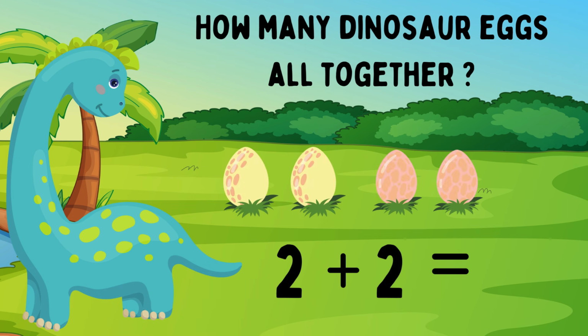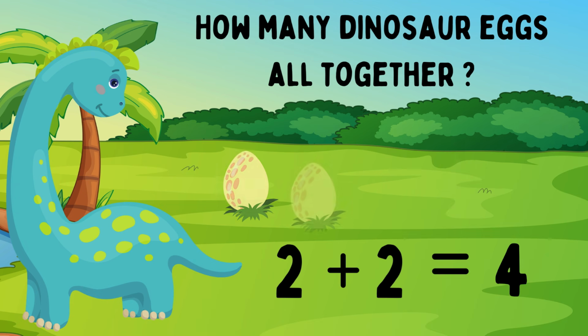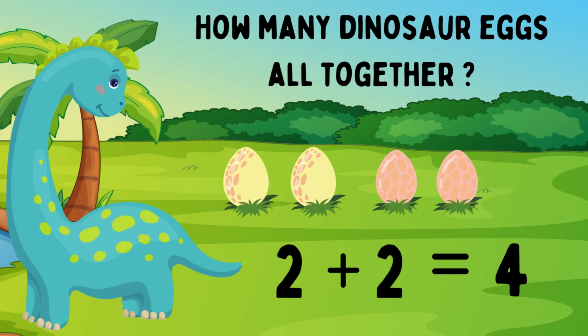Problem number 2. How many dinosaur eggs are there altogether? 2 eggs plus 2 eggs equals what? The answer is 4. Great job.